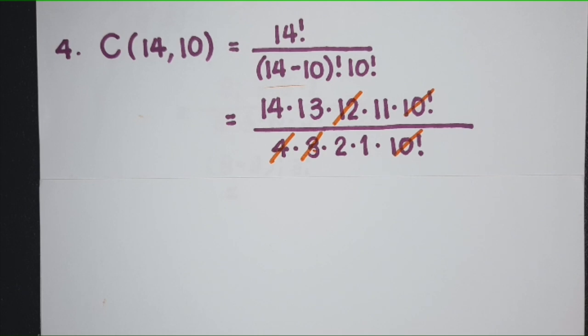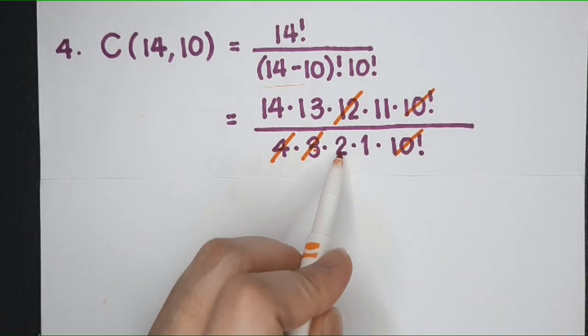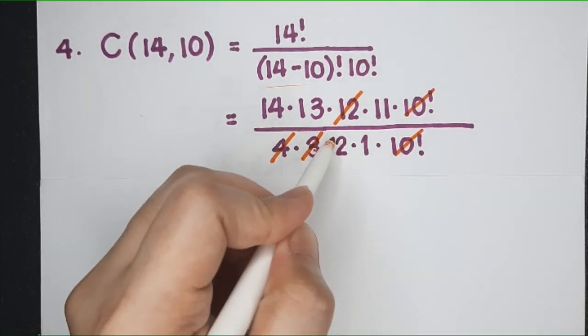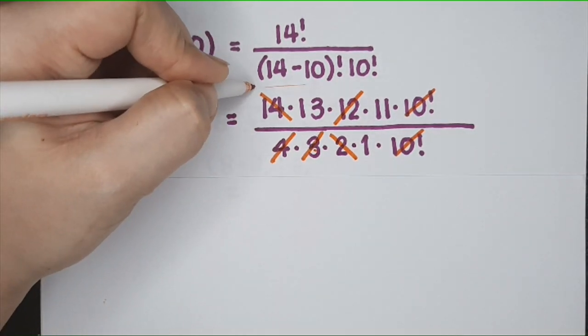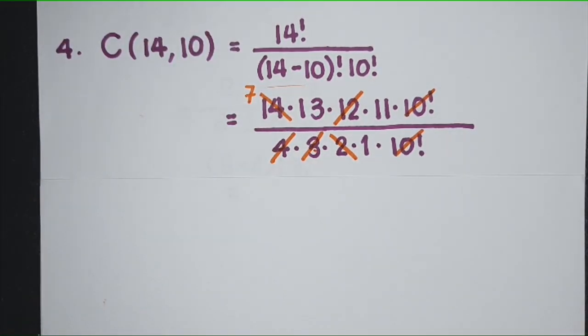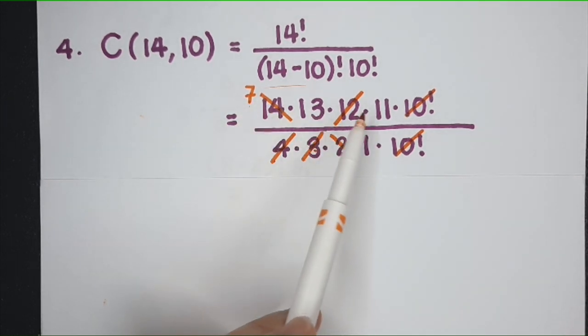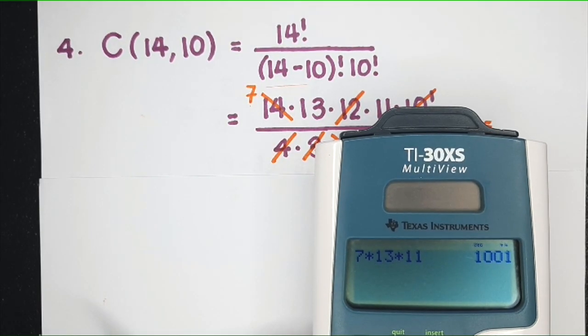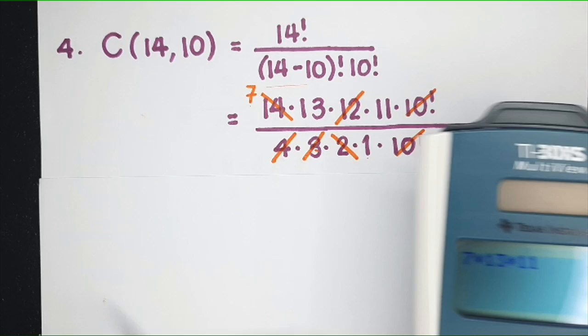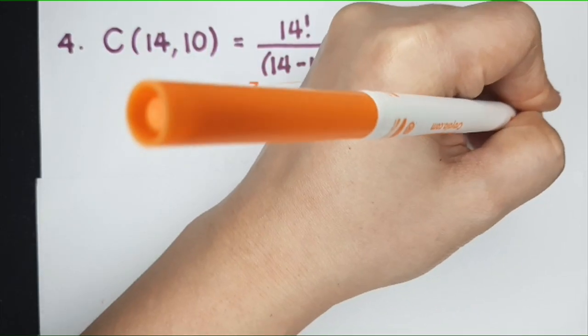Alin pa dyan? Okay, ito pa. 2 at saka yung 14, di ba? Mawawala na to. Magka-cancel yan with 14. And then, this becomes 7. And then, you get the final answer. You multiply 7, 13, and 11. So, you will get 1001. Alright? Okay, so let me write. 1001.